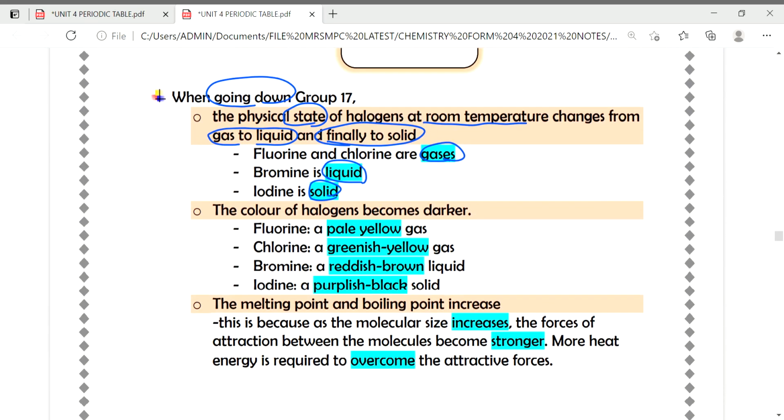What happens when we go down group 17? What happens to the color of halogens? It becomes darker and darker, semakin gelap. Fluorine is a pale yellow gas. Tadi teacher kata fluorine is a gas kan? And then chlorine, dia jadi greenish yellow gas. Bromine, a reddish brown liquid. It becomes darker and darker. And then iodine, a purplish black solid.